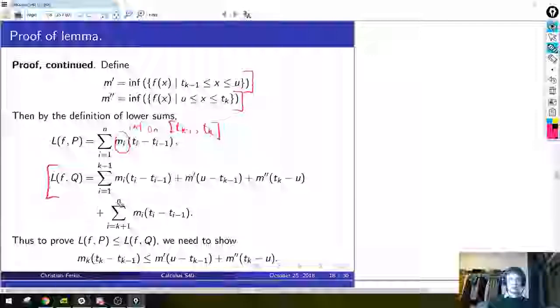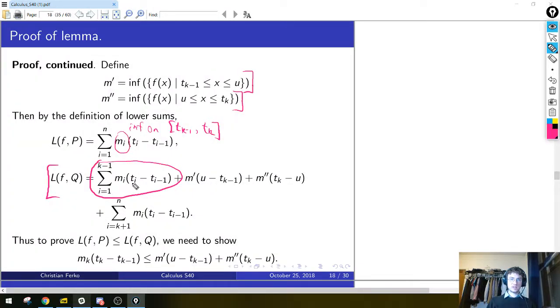How is Q different? Well, now there's going to be several terms because Q injected a new point U. The first intervals before U are unchanged, right? So I still sum the m sub i's from 1 up to k minus 1 because I inject U at k. So those guys are unchanged. Then I take the infimum on the first half of the U interval, which is the m prime. Then I take the infimum on the second half of the U interval, which is m double prime. And then I do the rest, because these guys are also unchanged. So this is the k plus 1 up to n. The other guys are the same as in P.